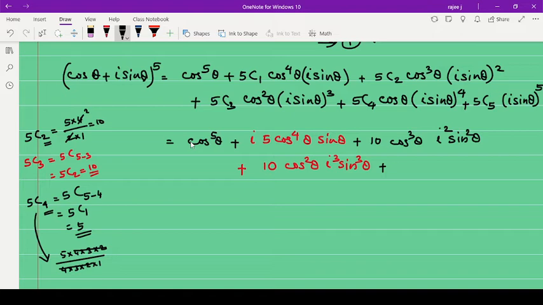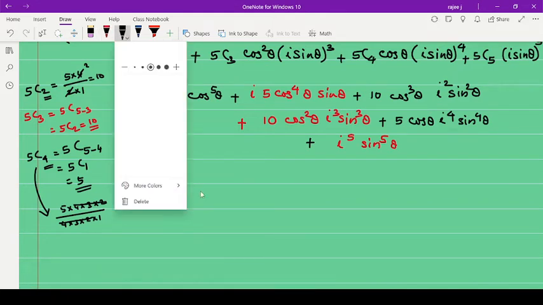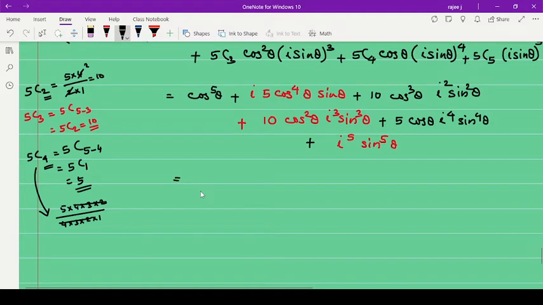So 5c4 is 5 cos theta and i raised to 4 sin raised to 4 theta, plus 5c5 is 1, i raised to 5 sin raised to 5 theta. Okay, understood up to this? Respond yes or no? Yes.